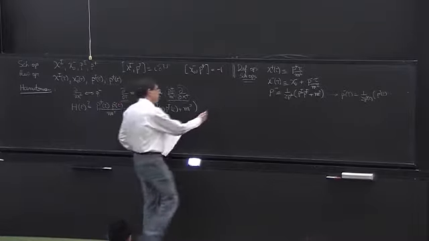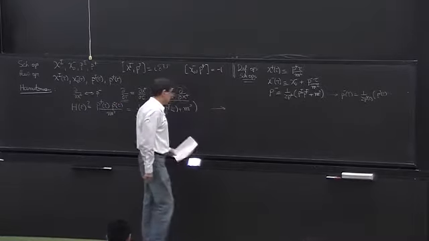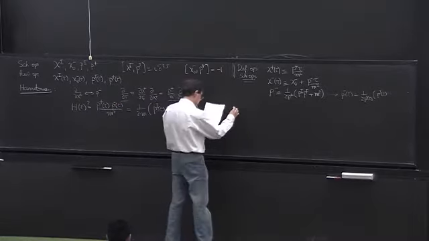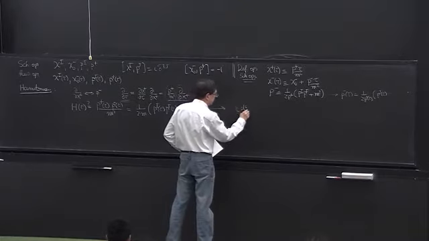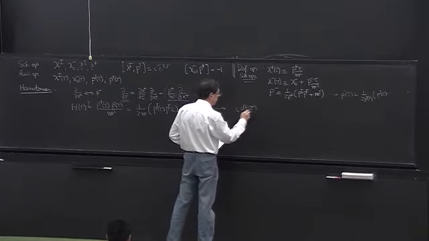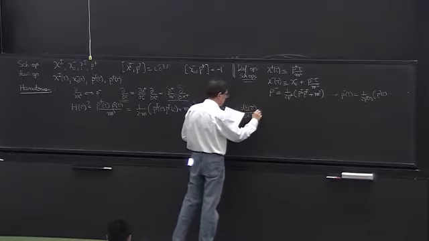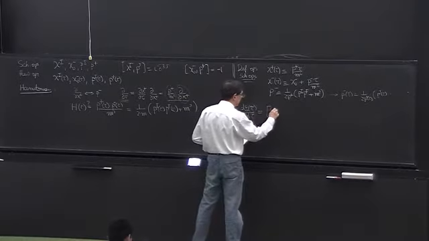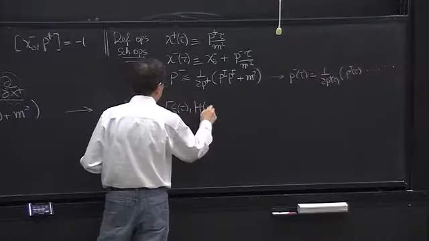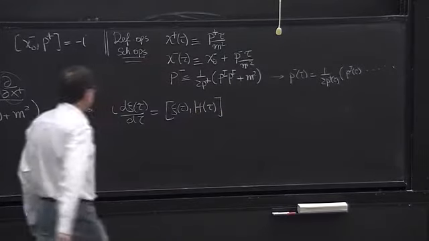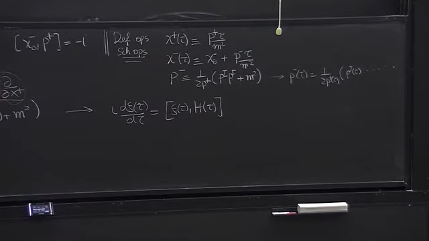In order to check a Hamiltonian, you look at the equations of motion, which are i d psi of tau/d tau should be equal to the commutator of psi of tau with H of tau. This is the Heisenberg equation of motion of quantum mechanics.